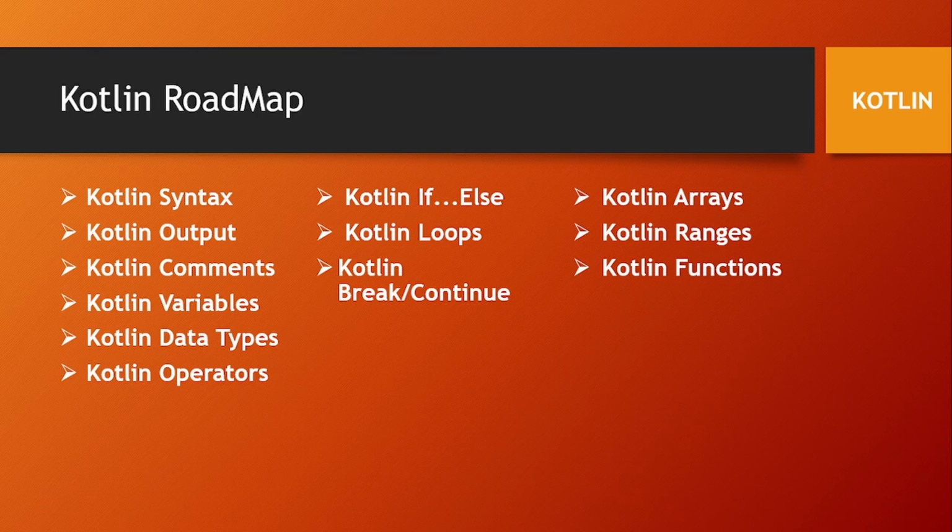We have Kotlin syntax, the way that we write code with Kotlin, which will be different from other programming languages like Java, C++, or Python. We have other topics like Kotlin outputs, comments, variables, data types, operators. We have conditional statements, or we can say if-else statements.